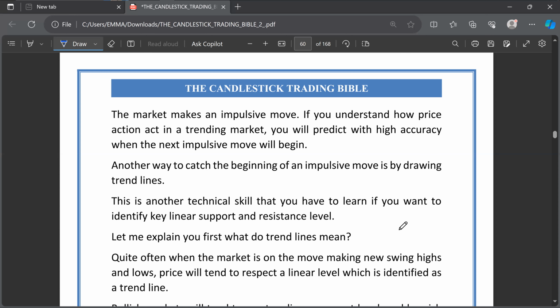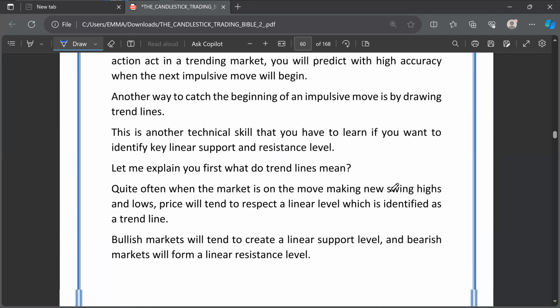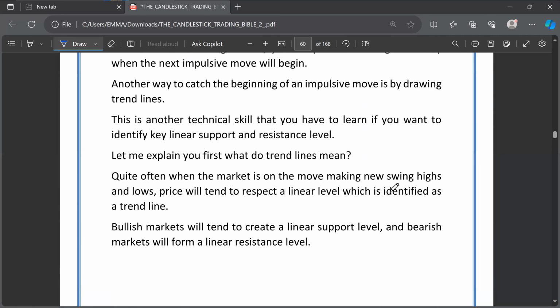Now, this is another technical skill that you have to learn if you want to identify key linear support and resistance levels. Let me explain to you first what trend lines mean. Quite often, when the market is on the move, making new swing highs and lows, price will tend to respect a linear level, which is identified as a trend line.